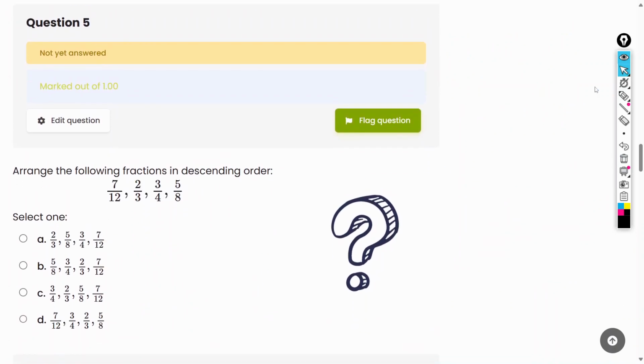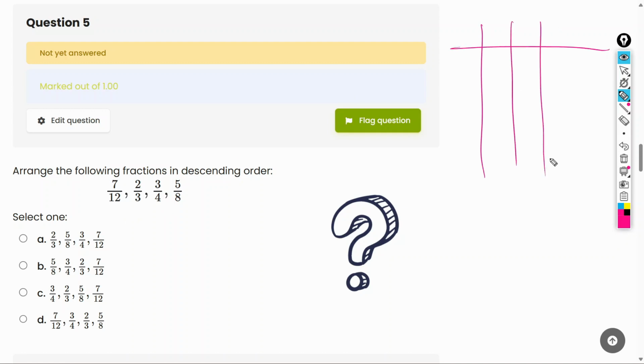Arrange the following fractions in descending order. So whenever we have to order or compare fractions, we need to give them a common denominator. That way we can easily compare them. So we find our LCM. So we are looking for the LCM of 12, 3, 4, and 8.